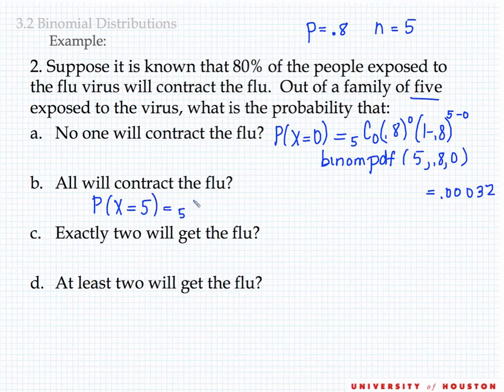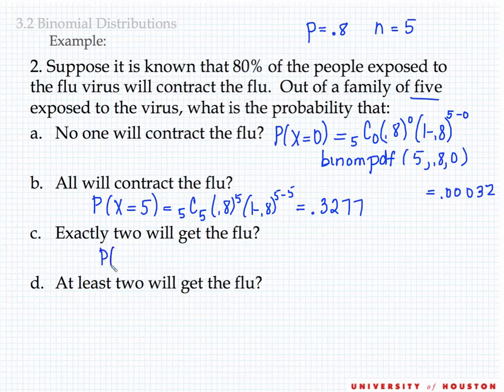Now the probability that all will contract the flu would be the probability that x is 5. Again, if I use the formula, this would be 5c5, 0.8 to the 5, and 1 minus 0.8 to the 5 minus 5. Or I can use the binomial PDF command with 5, 0.8, 5. Our answer will be 0.3277.